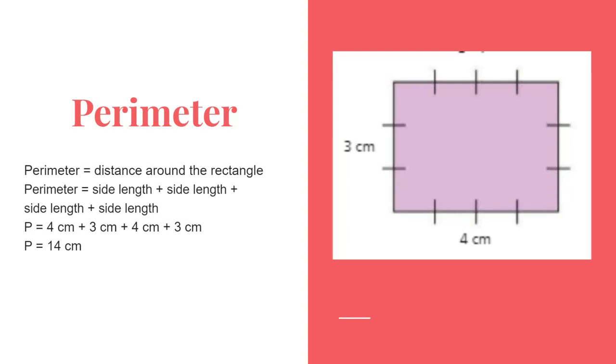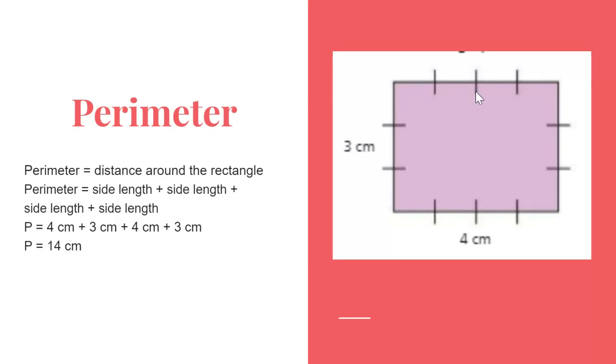Now, perimeter is the distance around the rectangle. So it is all of the outside edges. The formula for perimeter is the side length plus the side length plus the side length plus the side length. You're just adding all the sides together.